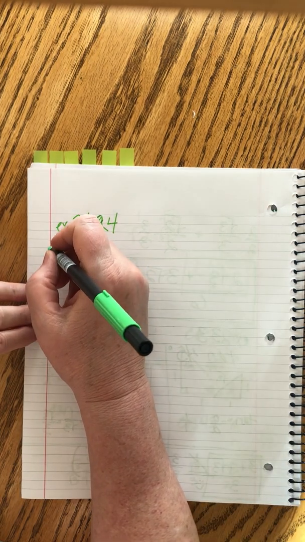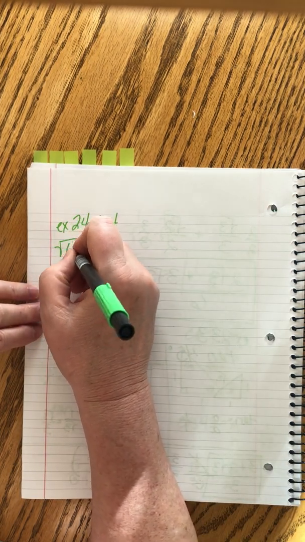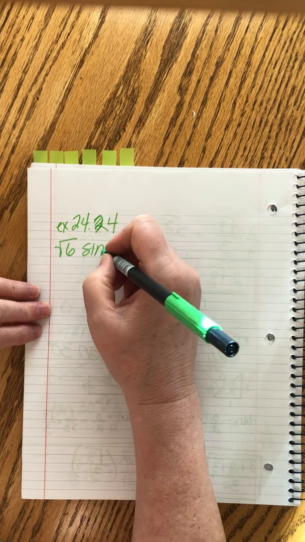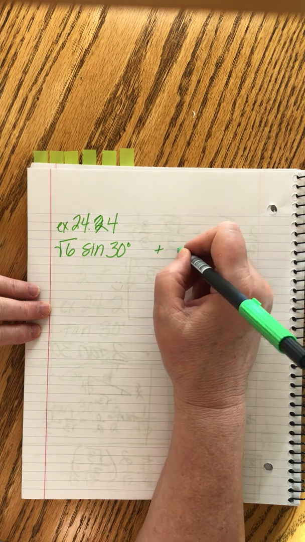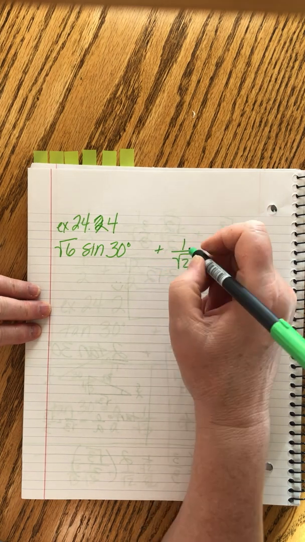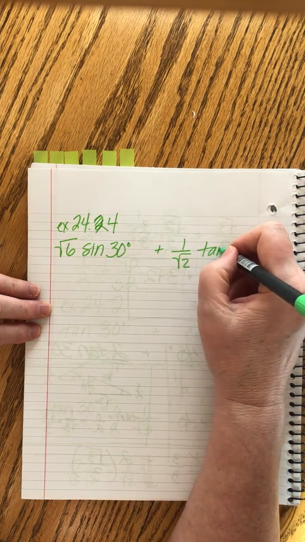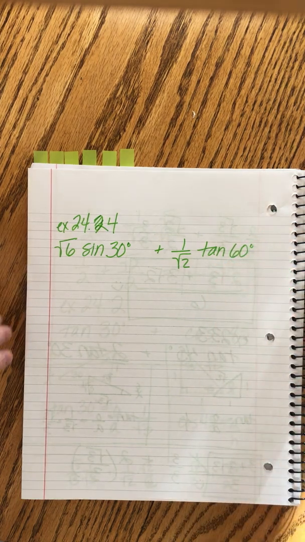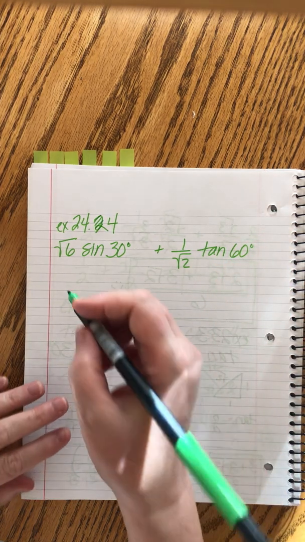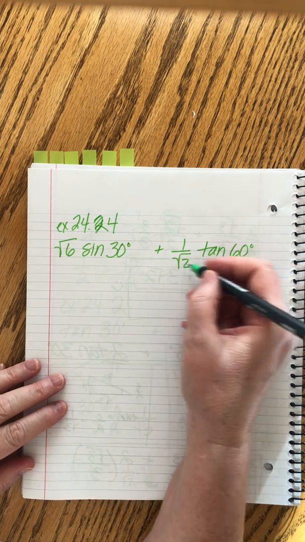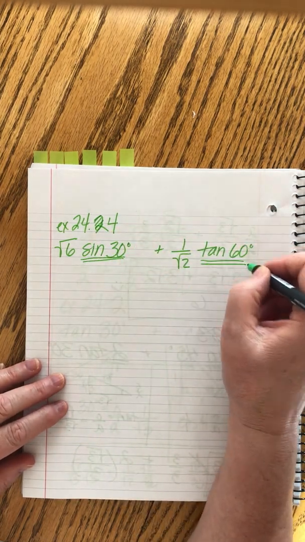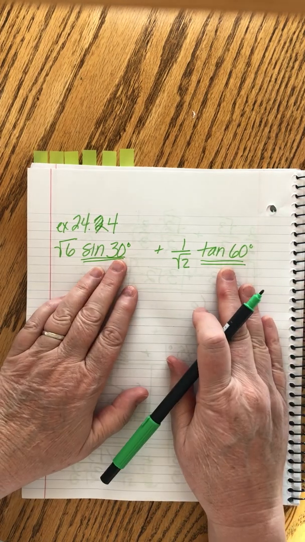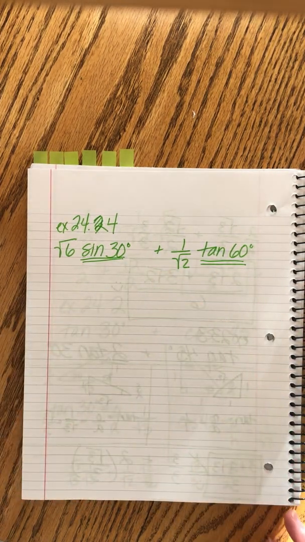Ready? Evaluate square root of 6 times the sine of 30 degrees plus 1 over square root of 2 times the tangent of 60 degrees. All right? We learned our lesson last time. We don't let these coefficients freak us out. We're going to stay focused on calculating the trig functions. And then once we turn these into fractions, we'll just multiply by these random coefficients.